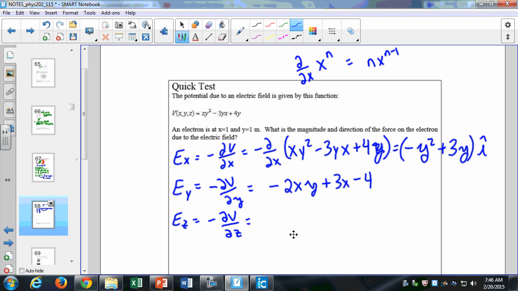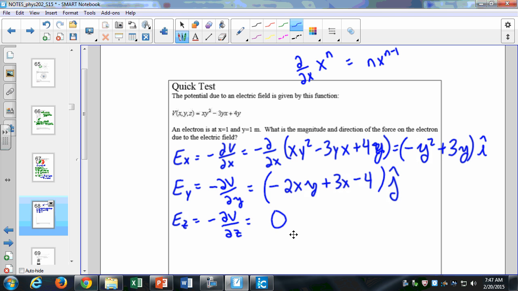All right, and then for the z, what is it? 0. Right, there are no z's, so it doesn't change. This function does not change as a function of z, and so the derivative, which measures how it changes, is 0. It doesn't change at all.